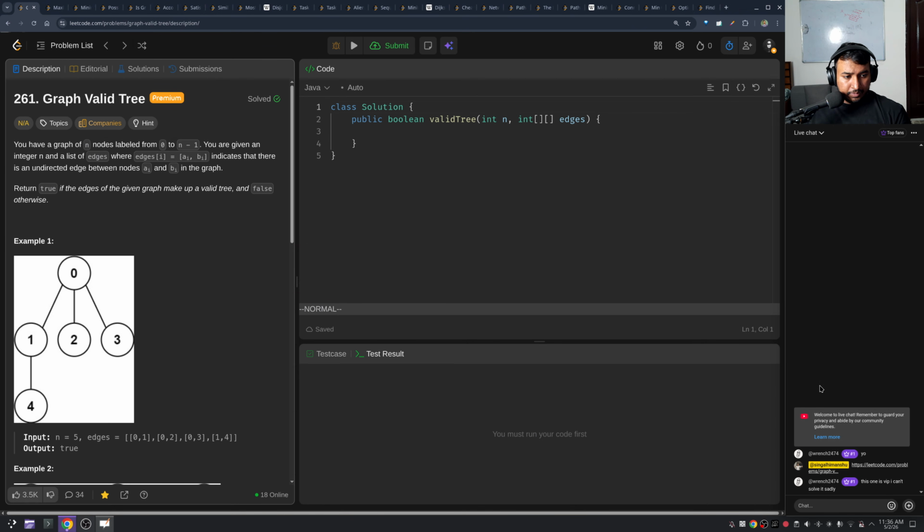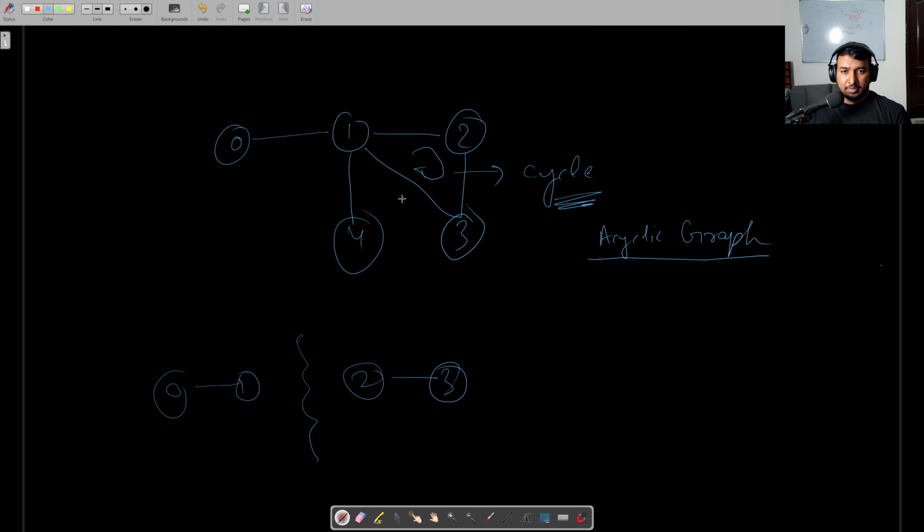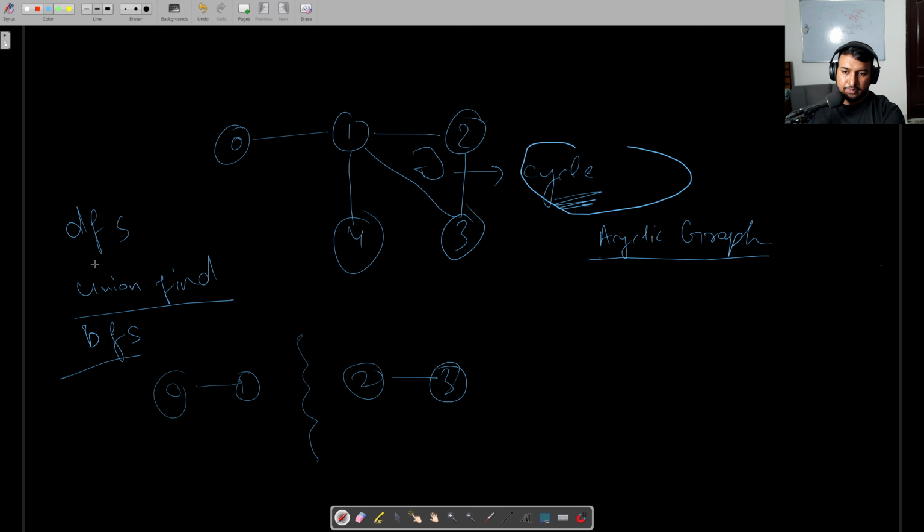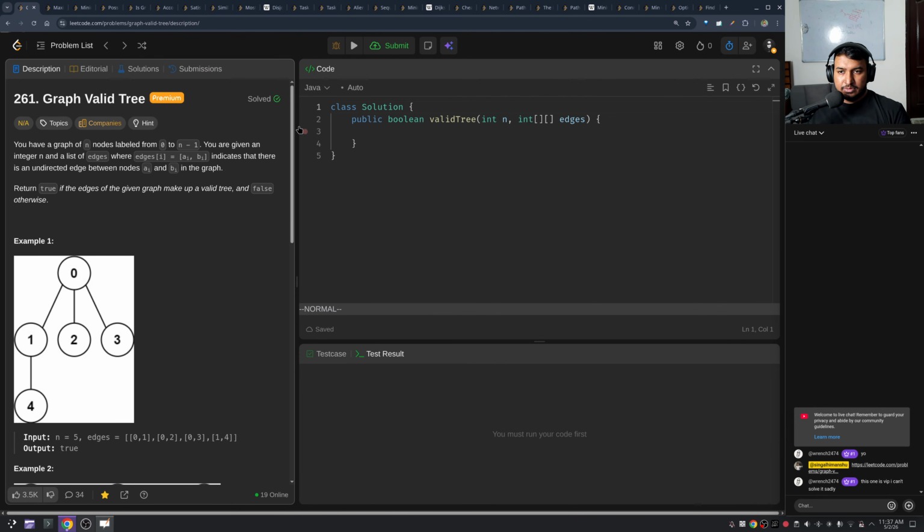This one is VIP, I can't solve it sadly. Do you want to skip over this problem? Because this is a pretty easy problem, you have to just find a cycle. For finding a cycle, we can use DFS, we can use union find, and we can also use BFS. We have these three options. So I'll skip over this problem since this one is a premium one, and we'll move to the next problem.